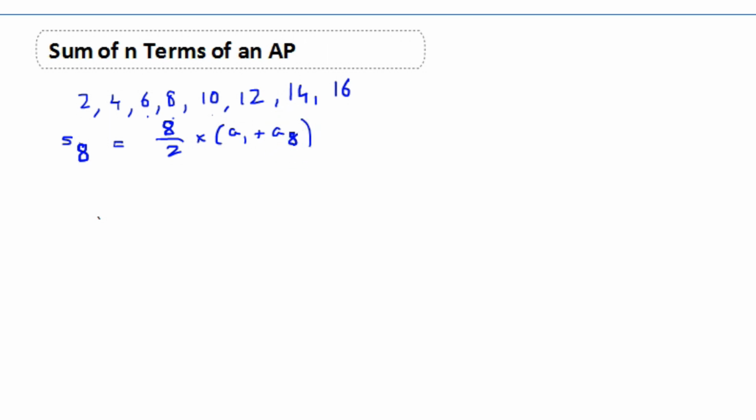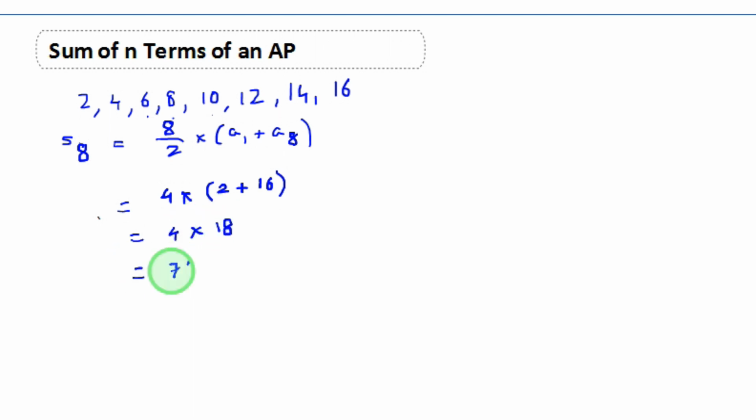And let us see, 8 over 2 is 4. So it will be 4 times the sum of the first term, which is 2, plus the 8th term, which is 16, which means 4 times 18, or that should give us 72.